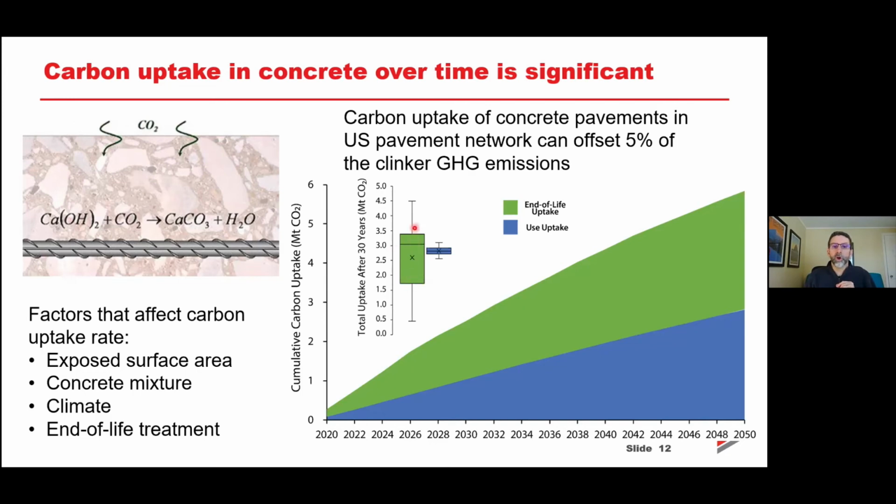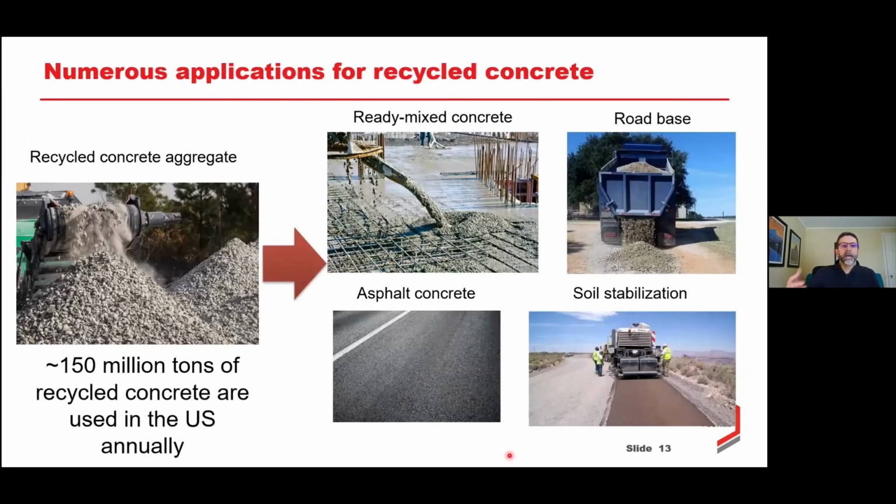And you can see there's much larger uncertainty associated with the end of life number, even though, on average, it's not too different than the use phase. But that's because it really depends on what type of treatment you do at end of life. But still a pretty interesting bottom line number here: that you can offset about 5% of the clinker GHG emissions from this carbon uptake.